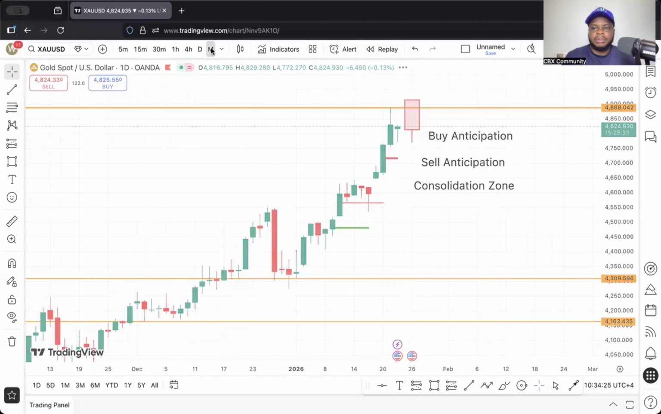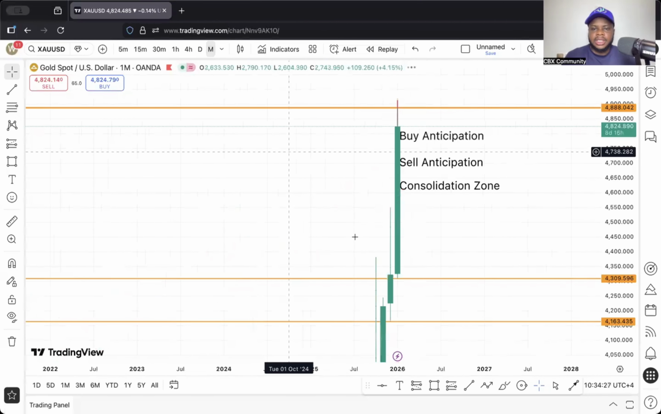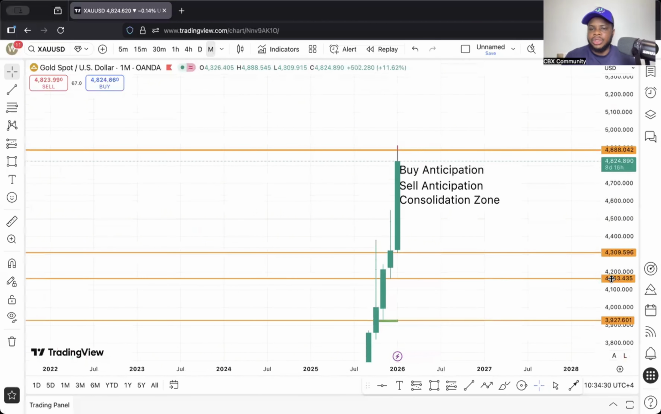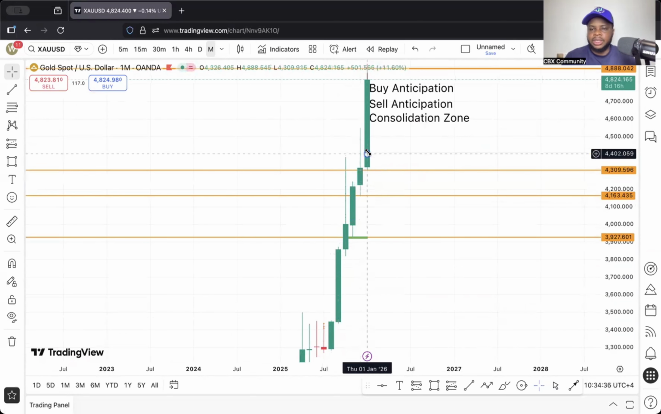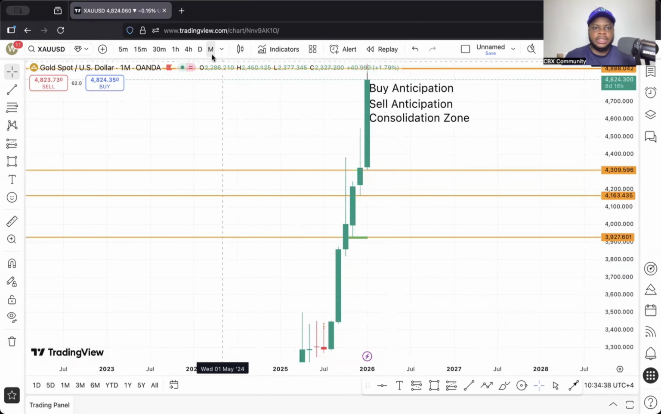Let's go to the month market condition. You see that we have a very strong bullish candle and then several bullish candles. So we are in an uptrend.